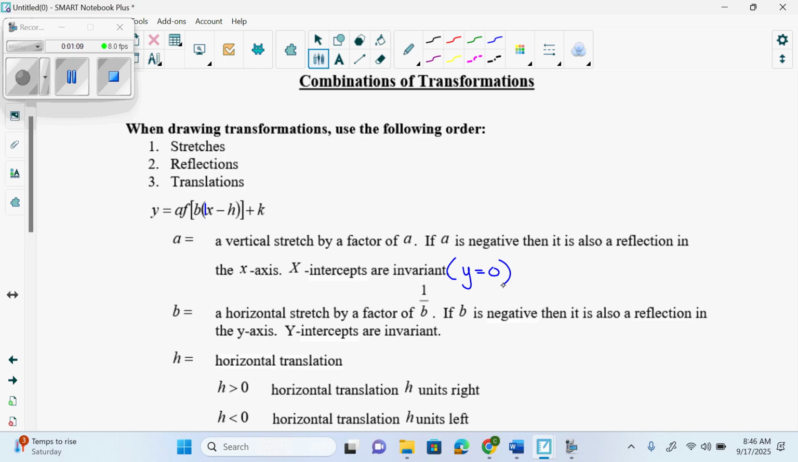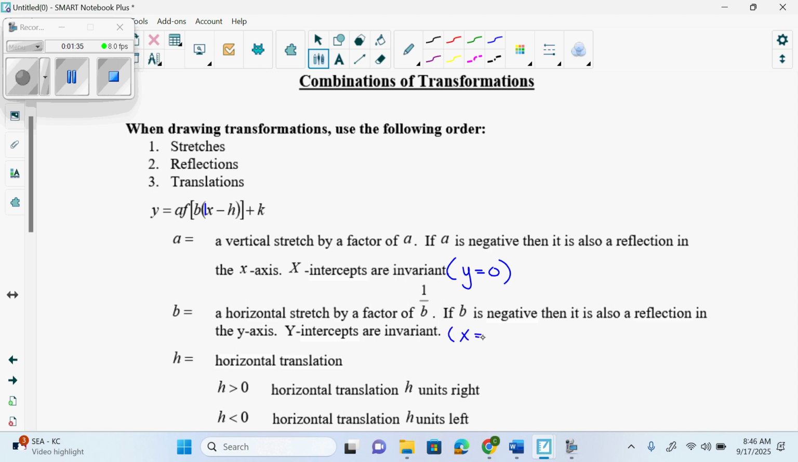Because stretches and reflections multiply. And you multiply 0 by a number, it stays 0, which means it's not going to change, correct? So when only stretches and reflections happen to the y's, your x-axis remains invariant. When only stretches and reflections happen to your x, your y-axis remains invariant because your y-axis is where x equals 0, correct? And we're applying it to only the x's. So same thing here, x equals 0.